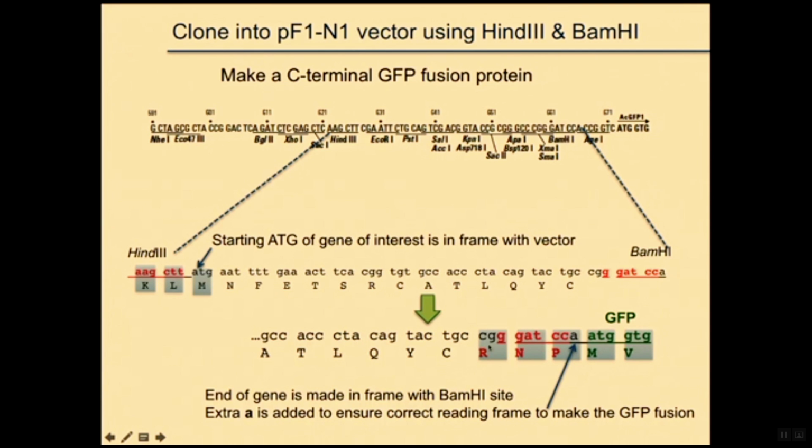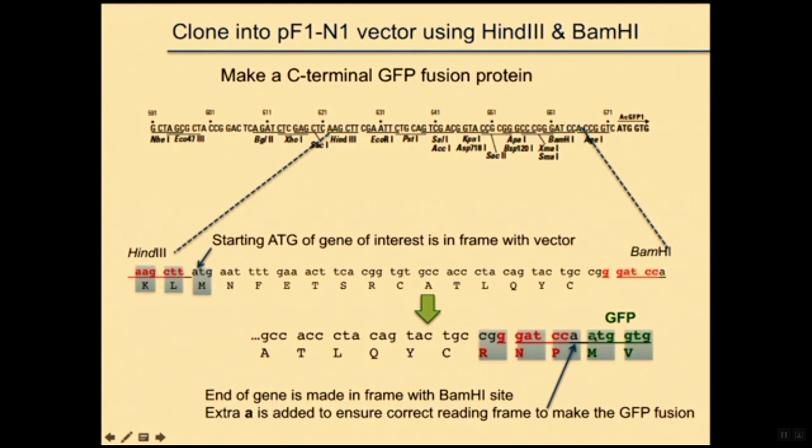Okay, so we would be happy enough to make our protein here. This is the end of our protein sequence. But if we're using BamHI to clone, and we don't add this extra A, then the GFP that we want to make stuck onto our protein won't be read in the same reading frame, and therefore the reading frame will be shifted and it won't make the GFP protein.